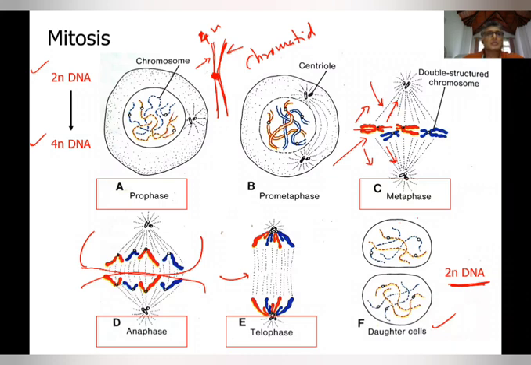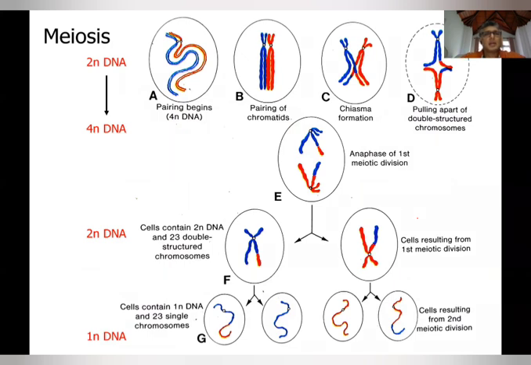So this is mitosis. Then in meiosis, in contrast to mitosis, just before the meiosis starts, the 2N DNA state becomes 4N DNA state by replication of DNA. Then there are two phases in meiosis, unlike in mitosis. There is the first meiotic division and the second meiotic division.